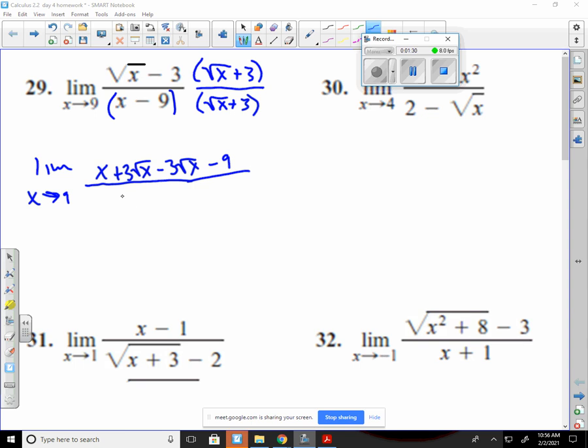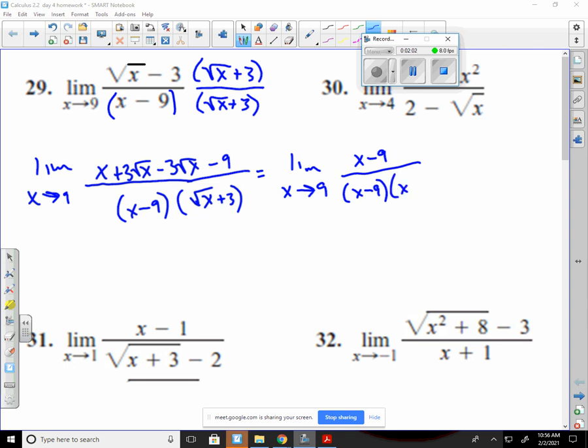As I said, we leave the bottom how it is. X minus 9, then times the square root of x plus 3. Up on top, this cancels. 3 times the square root of x minus 3 root of x cancels out. I'm left with the limit as x approaches 9 of x minus 9 over x minus 9 times the square root of x plus 3.